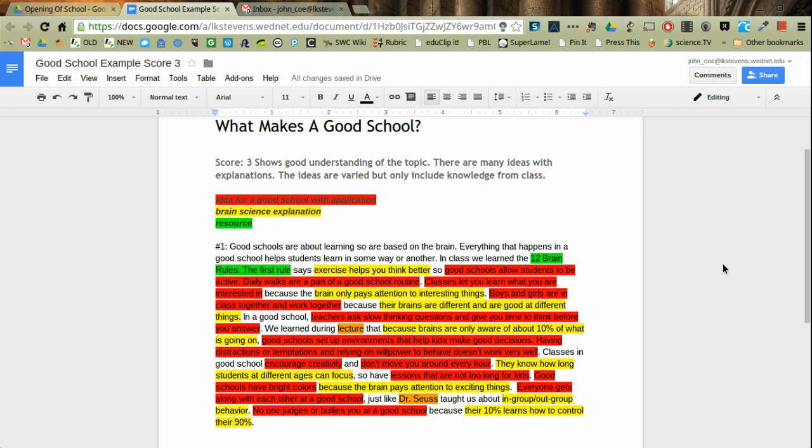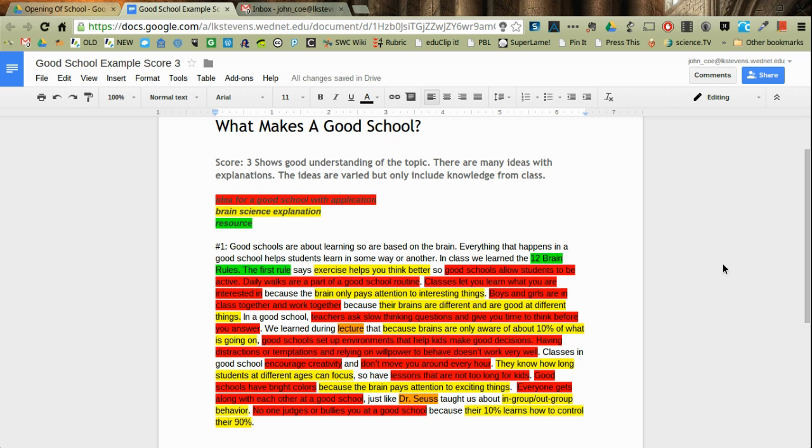So I decided to highlight a few things in this score number three example to give you a better idea how I want to assess you making the connection between a good school and brain science. So what I've done is set up a highlighting system.